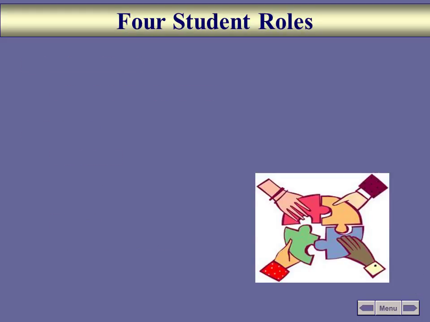In my class, I have 4 student roles that are played. I have a leader. Each group has a leader, and each time we change the composition of the group, the leader changes. The leader's job is to keep the group on track, to keep them busy, and to make the instructor aware of any problems that they may be having. A recorder. Now this is kind of apparent. The recorder is the one that records the agreed upon answers on quizzes and things of that type.